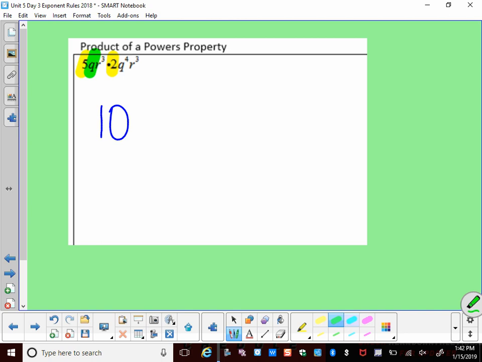Then I have Q and Q. We have to remember back to day 1, if there is not a power here, I assume my power is 1. Okay, so I have Q to the first times Q to the fourth. I'm going to add those exponents. What will it become? Q to the 5th. This only gets tricky if you go too fast and multiply your exponents. That's the most common mistake. So just take your time.